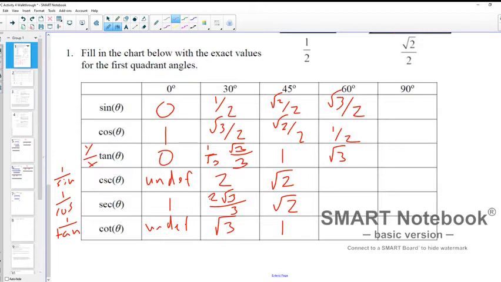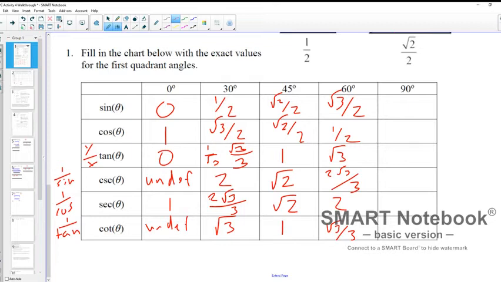Cosecant is going to be 2 over the square root of 3, so that's going to simplify with a 2 square root of 3 over 3. And then the secant is 1 over my cosine, so that's 2 over 1, which would just be 2. And then cotangent is 1 over the square root of 3, which we just said before simplifies to the square root of 3 over 3.